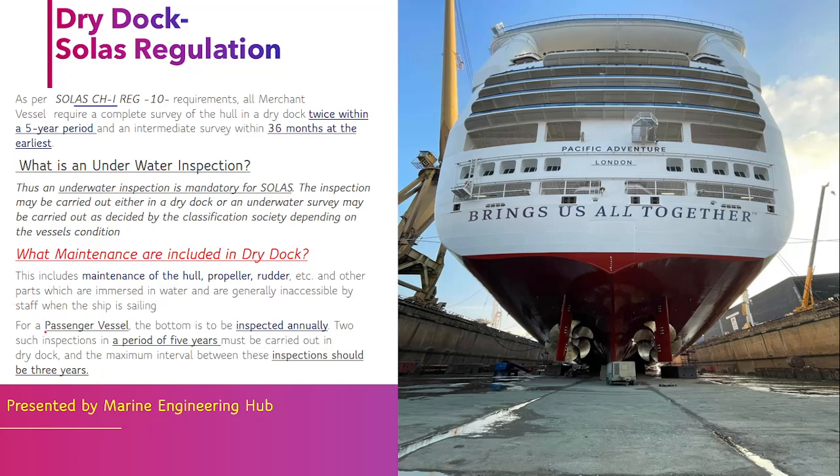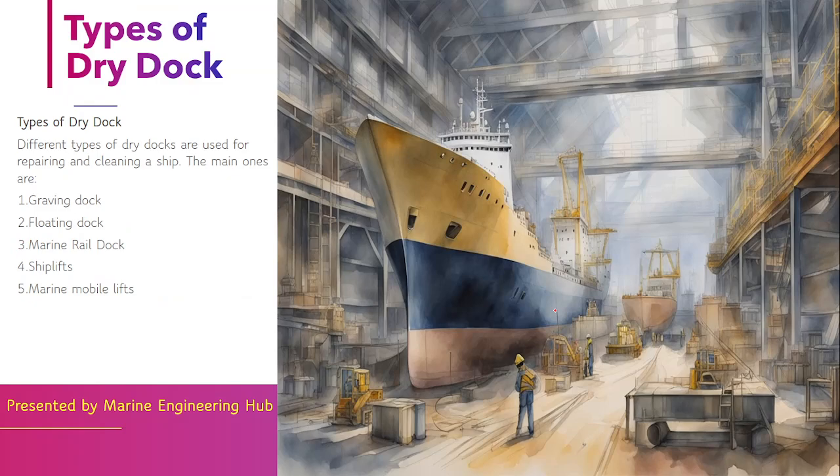Now for a passenger vessel, the dry dock is basically done annually, which means the bottom needs to be inspected annually for a passenger vessel, and it needs to dock every 5 years. So now we know why we need dry dock, what a dry dock is, and what the underwater survey is. Now let's talk about types of dry dock.